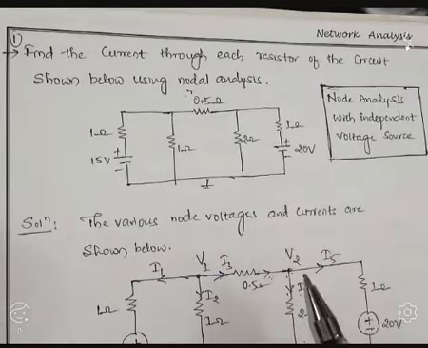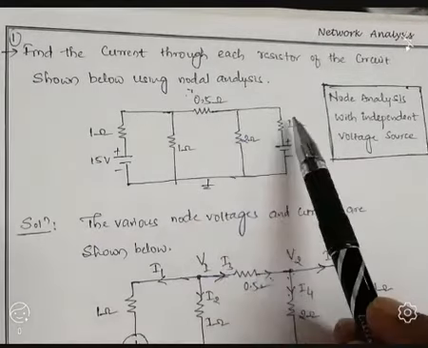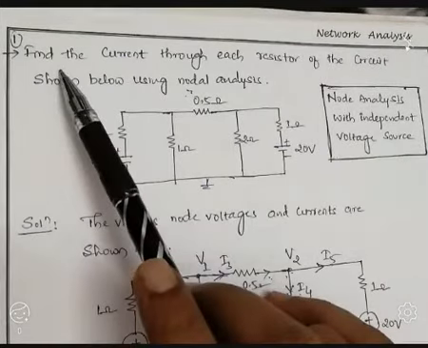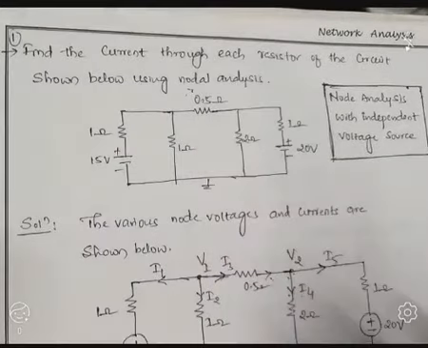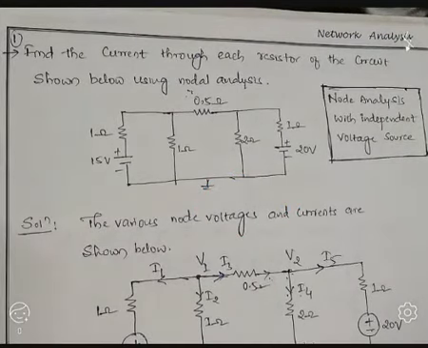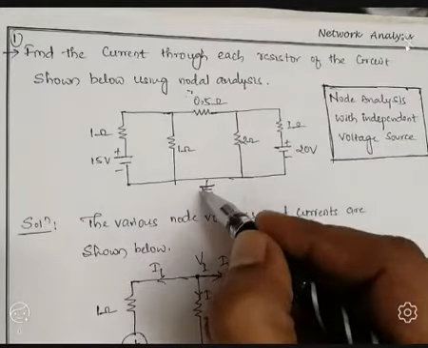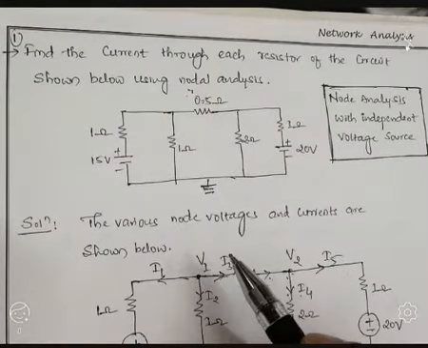Now we have in this network 1, 2, 3, 4, 5, a total of 5 resistors. As per the question, we need to find the current flowing through each resistor using nodal analysis. First, for the given network, we have to identify how many nodes are present. The below part is grounded. First we need to identify the nodes.